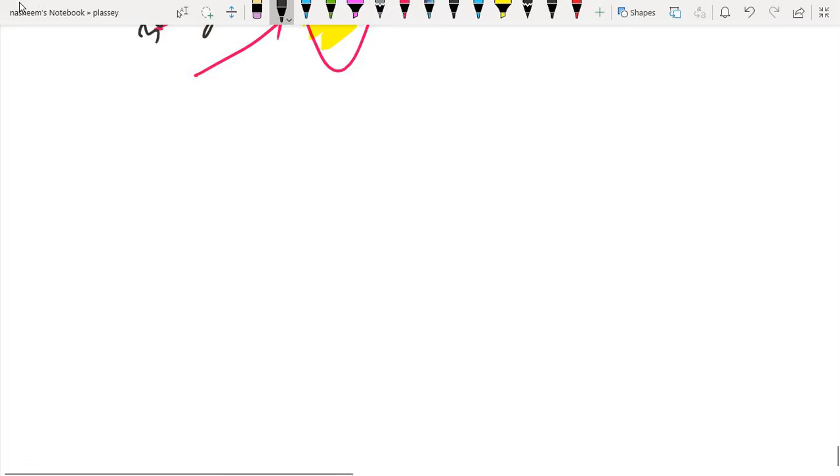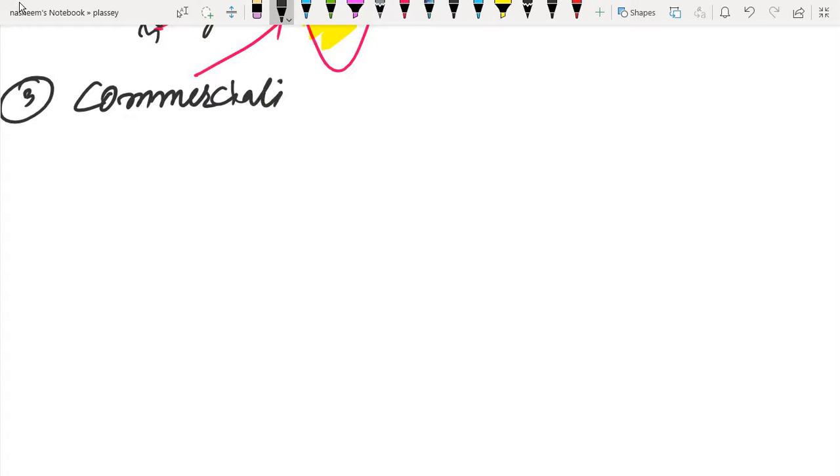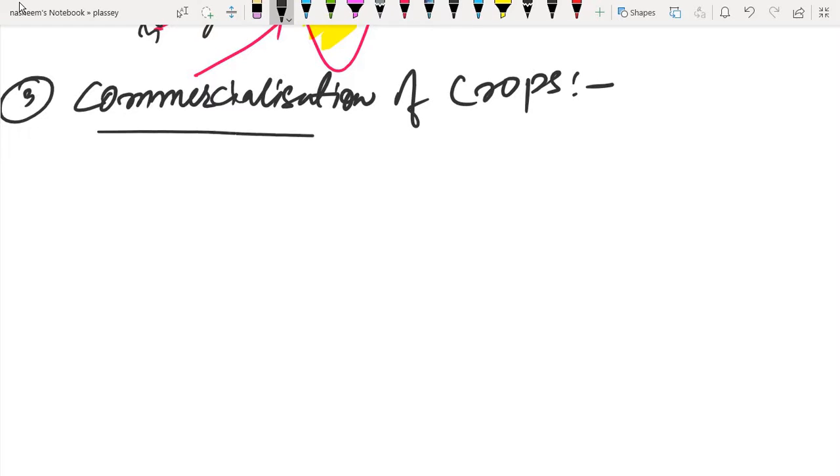Now, third was something that changed the Indian economy. It went on for commercialization of crops. Now you must be thinking, what is this new line? Commercialization of crops. What we usually follow in the Indian context is the subsistence type of farming.